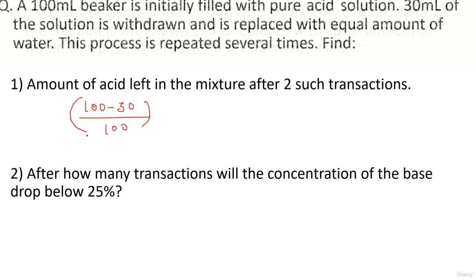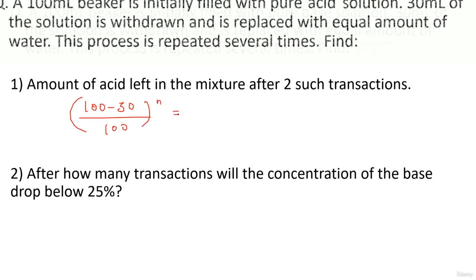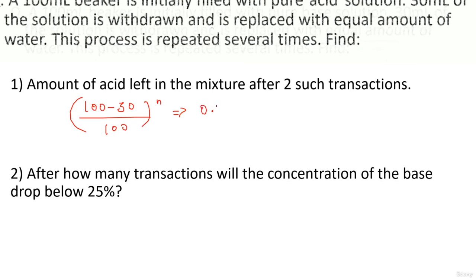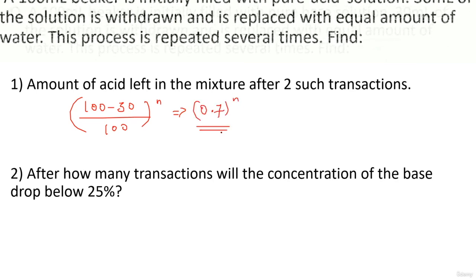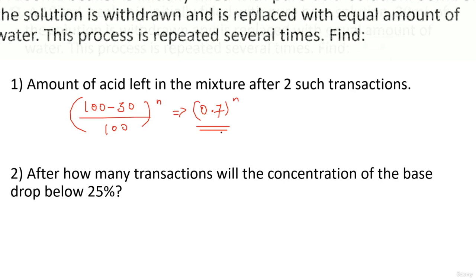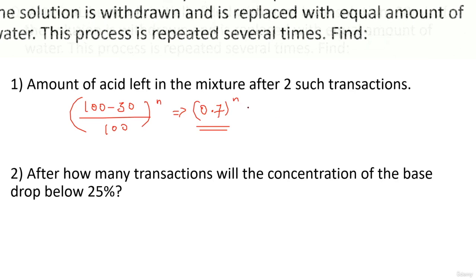So in n transactions, the fraction remaining will be (100 minus 30) upon 100, the whole raised to n. 70 upon 100 is 0.7, the whole raised to n. So this is the fraction of the base solution remaining after n transactions. Okay, the amount of acid left in the mixture after two transactions. For this, we substitute n equal to 2.